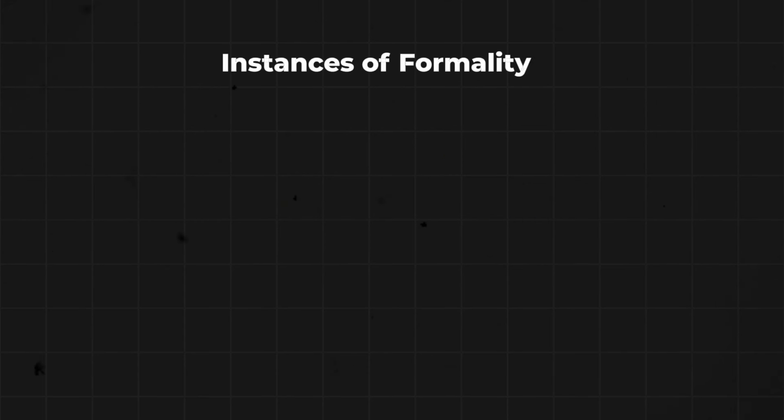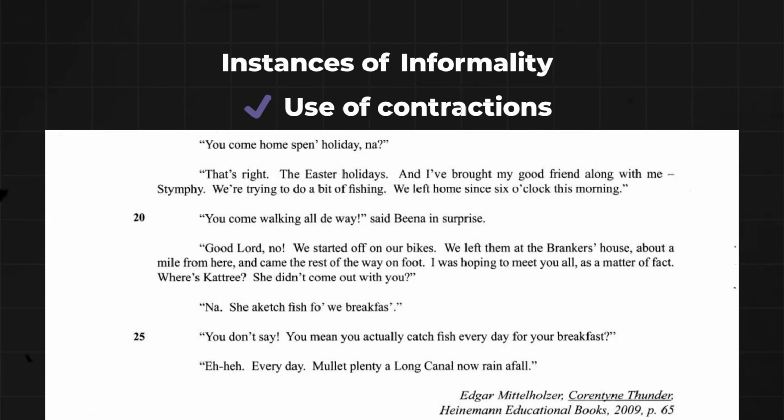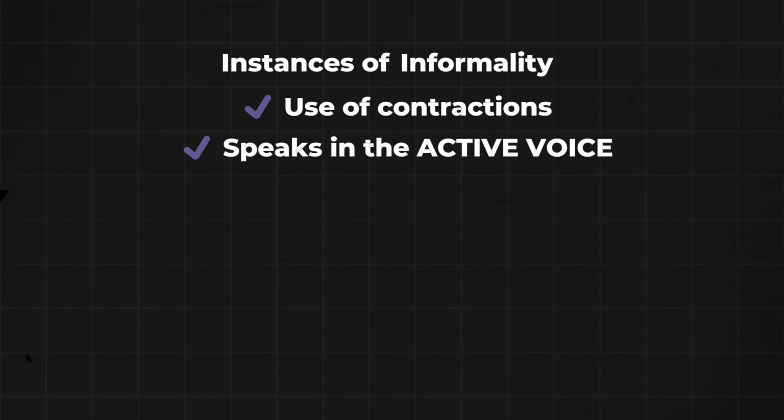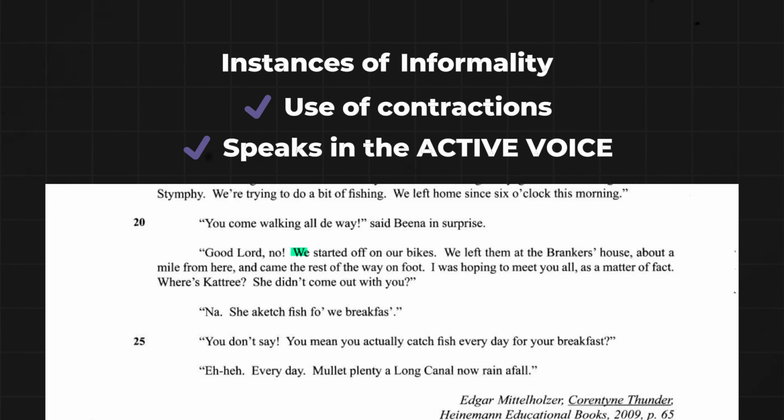Informality is shown or demonstrated in the use of contractions, such as when he says, I've brought my good friend, instead of saying, I have brought my good friend. He also speaks in the active voice throughout the entire conversation. For example, he says, we started on our bikes, as opposed to the passive voice alternative, the journey was started on our bikes. Imagine how the conversation's dynamic would shift if Jeffrey had said that.